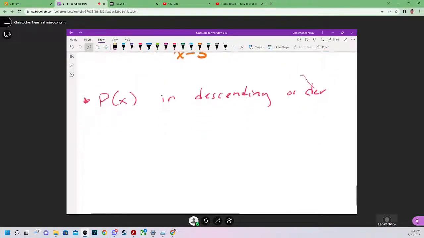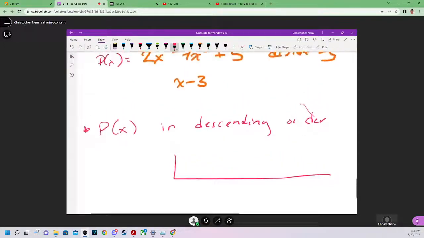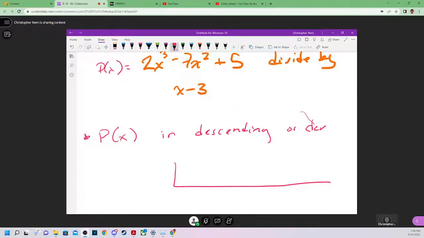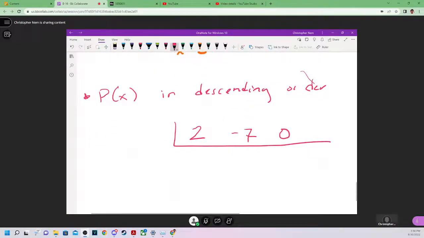And the way you're going to set this up is that we need to set up the coefficients of each placeholder. Each of these placeholders, we're going to account for the coefficients, so I'm going to write them all out. We're going to have a coefficient of 2. We're going to have a coefficient of -7. Notice that I don't have an x to the first power. That means I need a placeholder for that, which is going to be 0. And then I need the last coefficient, which is +5.